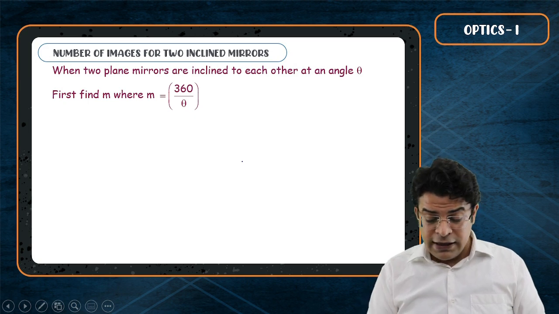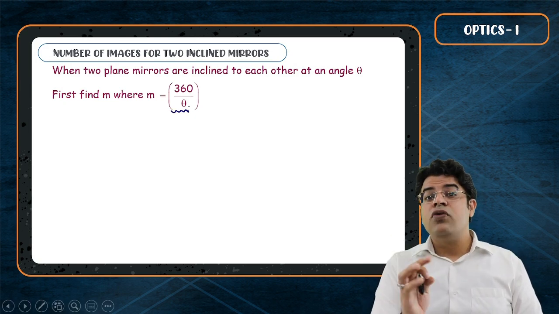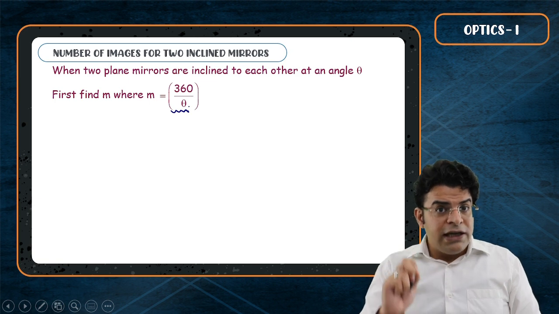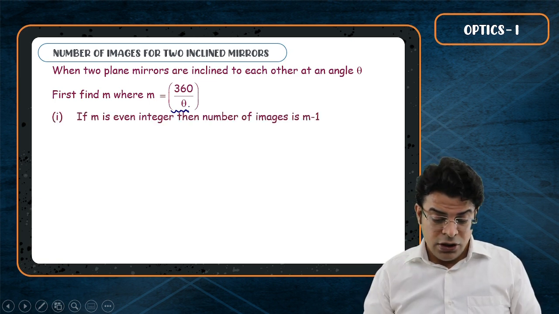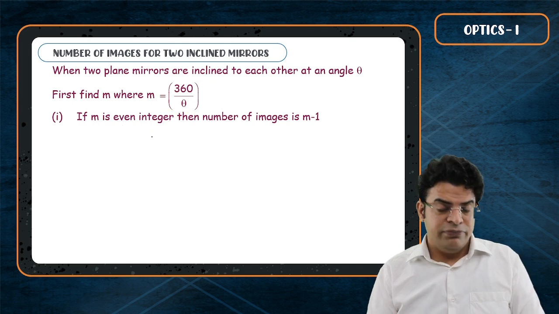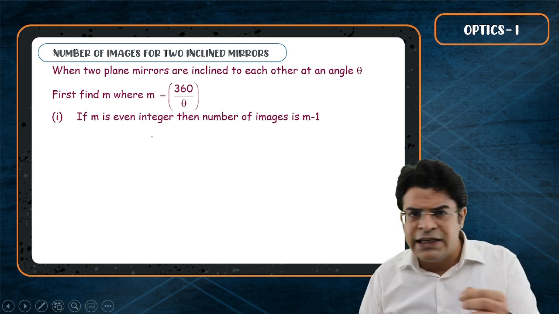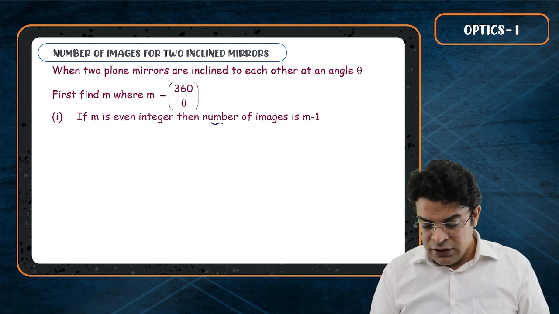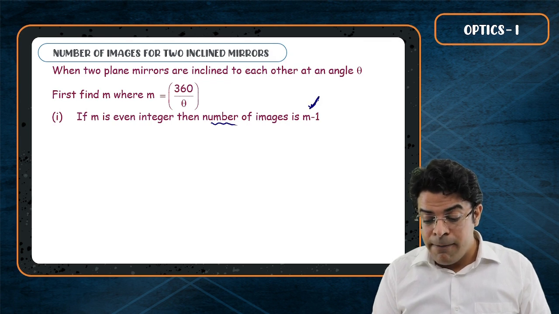Now, there can be multiple cases. What will this value M come out to be? So for each case, you have to remember the result. So if M comes out to be even, if M comes out to be 2, 4, 6, 8, an even number, then the number of images is m minus 1.